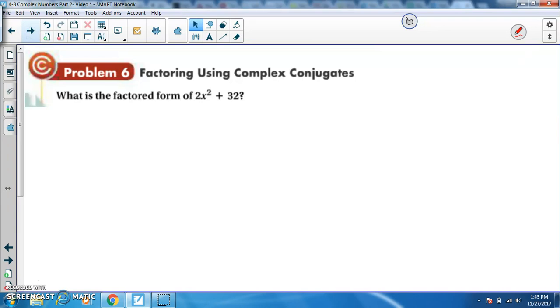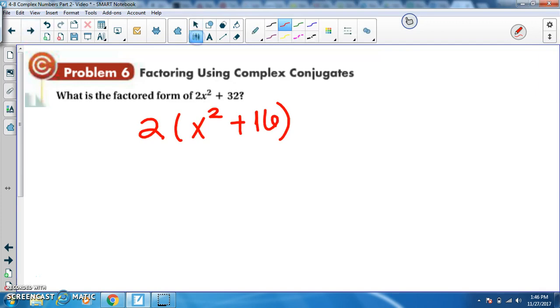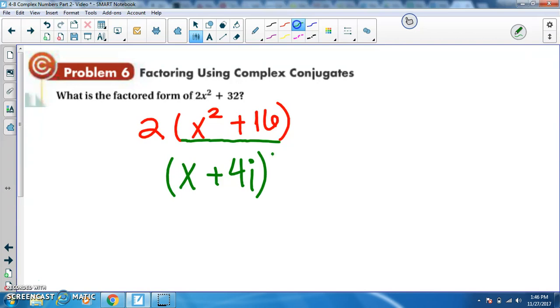Factoring using complex conjugates. Whenever we're factoring, we have to take out our GCF first. So 2 times x squared plus 16. Now, x squared plus 16 is where the complex conjugate comes in. Because x squared plus 16 is a sum of squares, we can use the square root of the first and the square root of the second, i. So we would do x plus 4i times x minus 4i.